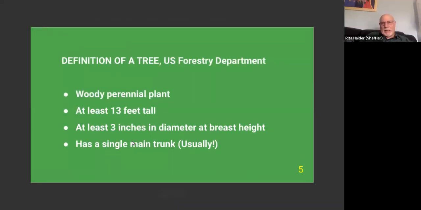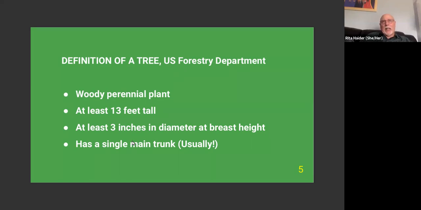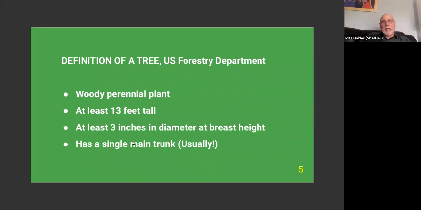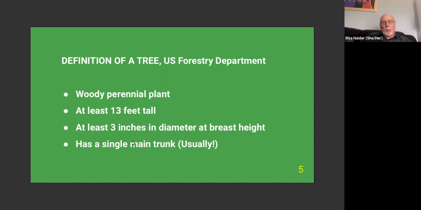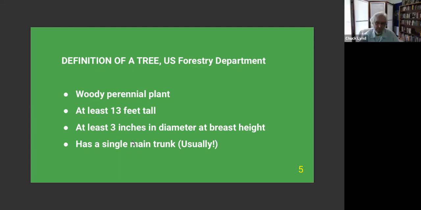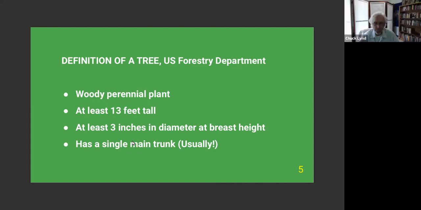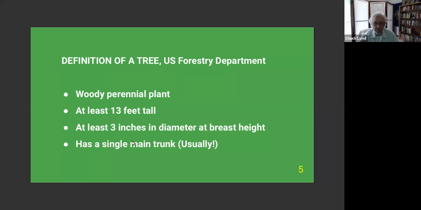So the definition of a tree, according to the US Forestry Department, it's a woody perennial plant. Banana tree is not a tree by that definition. It's a lot of inflated tubes, but there's no real woody substance in there. And that's why in Ohio, when it gets to freezing temperature, they'll completely wilt and go down to the ground. There's nothing woody holding them up. So it wouldn't really be a tree by that definition. It has to be 13 feet or taller, that's 4 meters, and 3 inches in diameter at breast height. And it has to have a single main trunk, although there are exceptions.